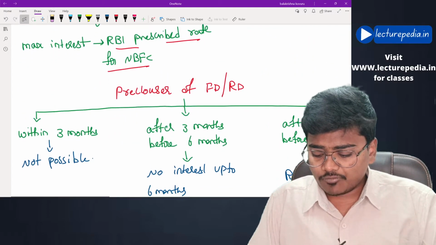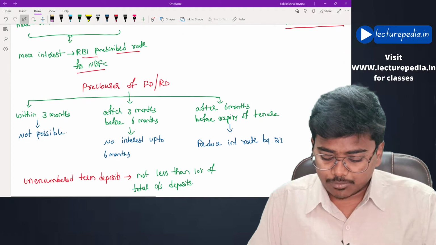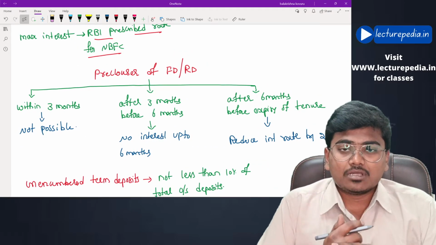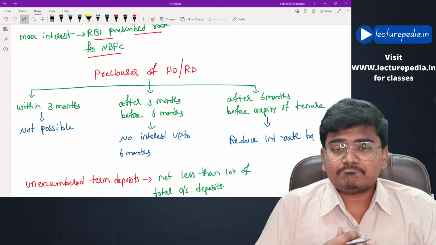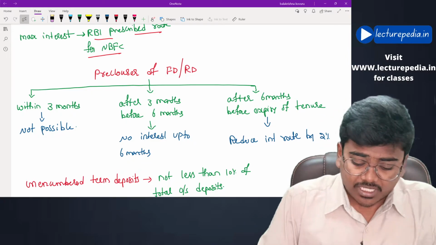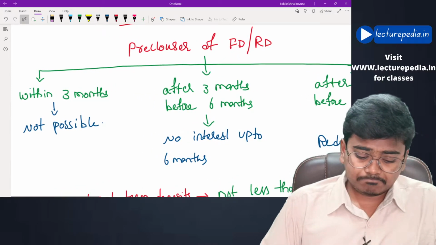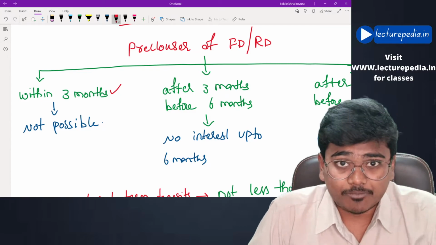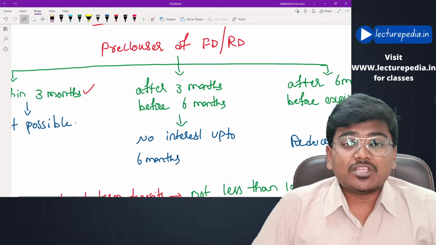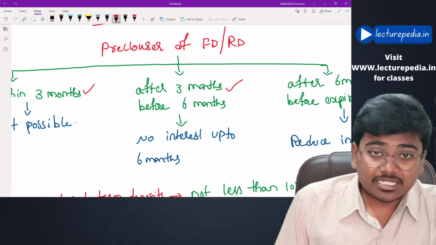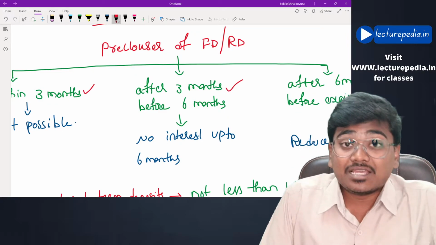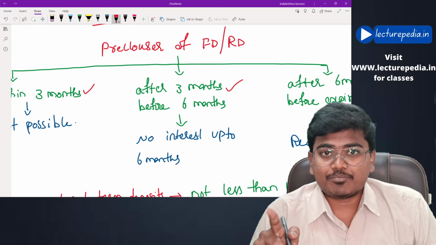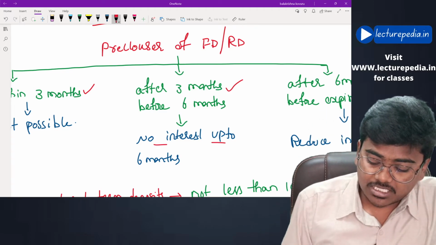And pre-closure of fixed deposit and recurring deposit, whether the members can pre-close the fixed deposit or recurring deposit before completion of the tenure. If at all they want to pre-close within 3 months, then pre-closure is not possible. Okay, if they want to pre-close after 3 months but before 6 months, in that case pre-closure is possible, but no interest will be given for a period of 6 months. Okay, no interest up to 6 months.